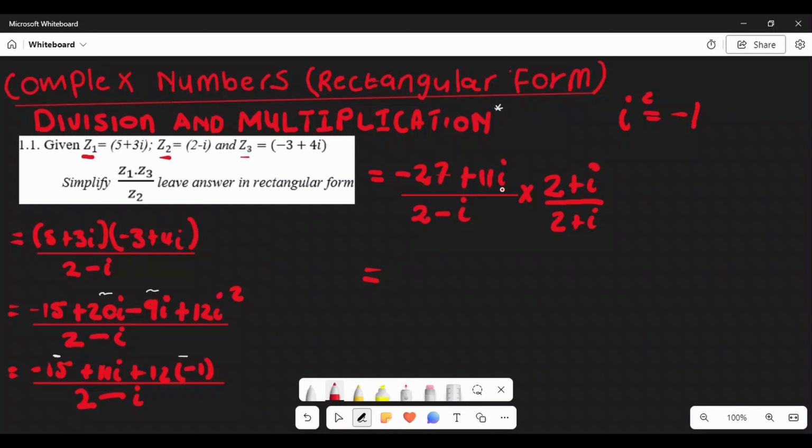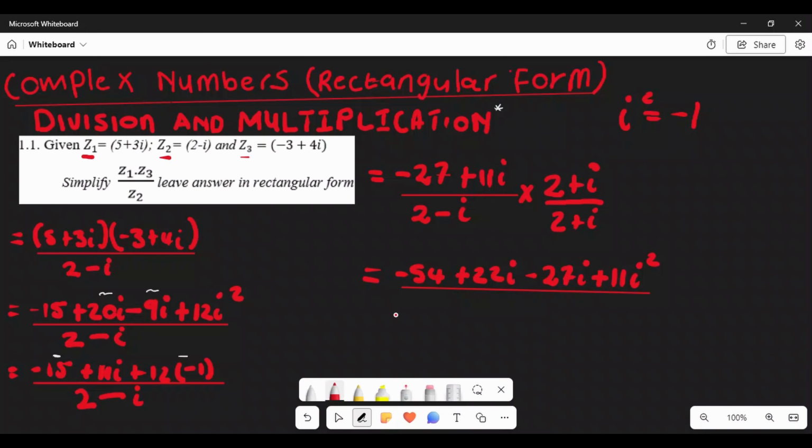So we do the multiplication. We're going to say 2 multiplied by negative 27, that is going to give us negative 54. And then 2 multiplied by 11i gives us positive 22i. Then i multiplied by negative 27 gives us negative 27i. And then i multiplied by positive 11i is going to give us 11i squared. Divide by the multiplication of this.